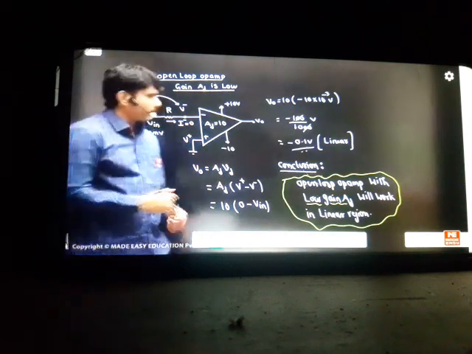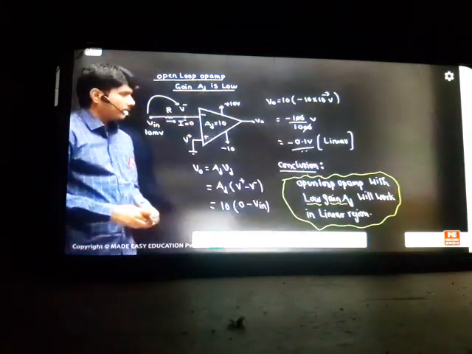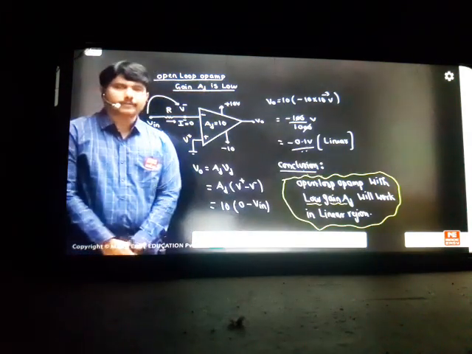Nice, great. So this is about today's class on open loop op-amp. I hope you understood open loop. Slowly we'll enter into positive feedback. It is a typical concept.